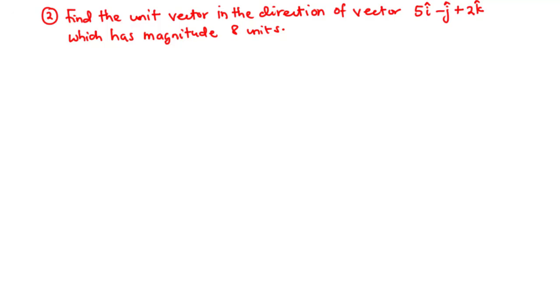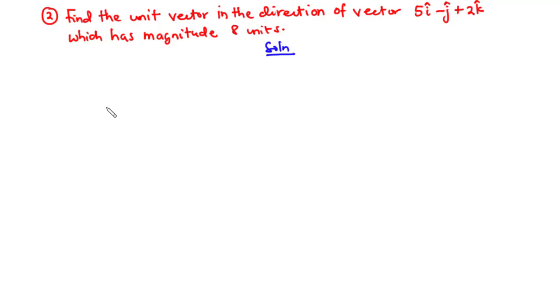So for example 2, we are going to find the unit vector in the direction of the vector 5i cap minus j cap plus 2k cap, which has a magnitude of 8 units. So basically what we are going to do is, first of all, find the unit vector in the direction of this vector. Then we multiply that vector by a magnitude of 8 units. So basically that's what we are going to do.